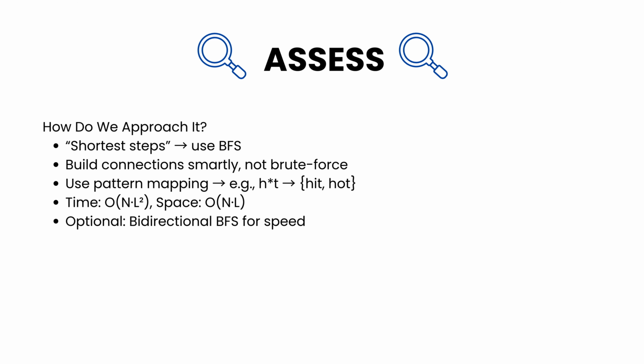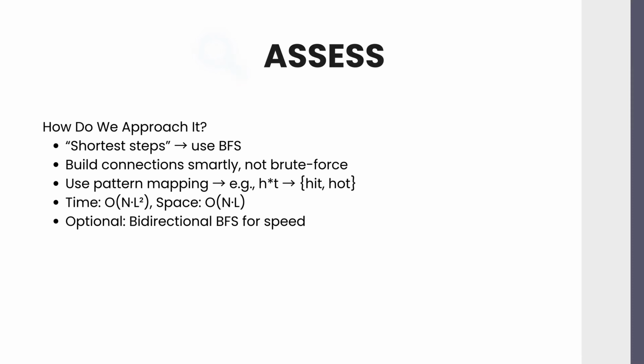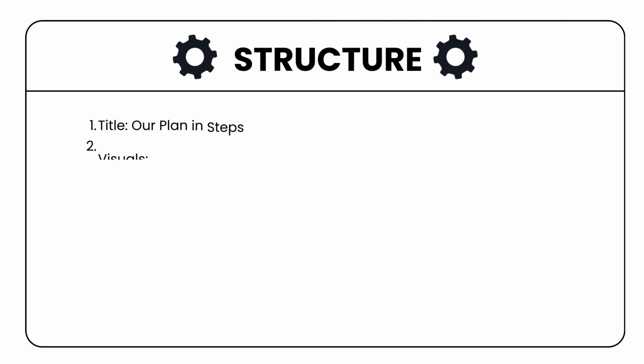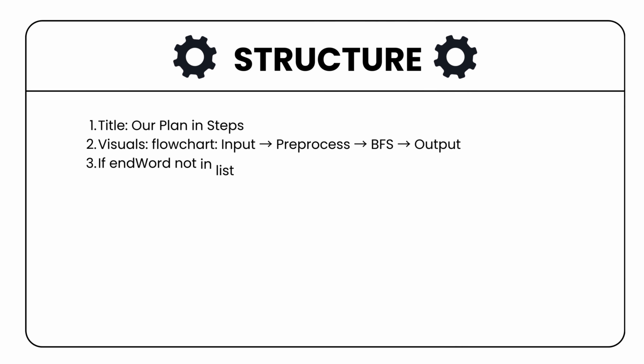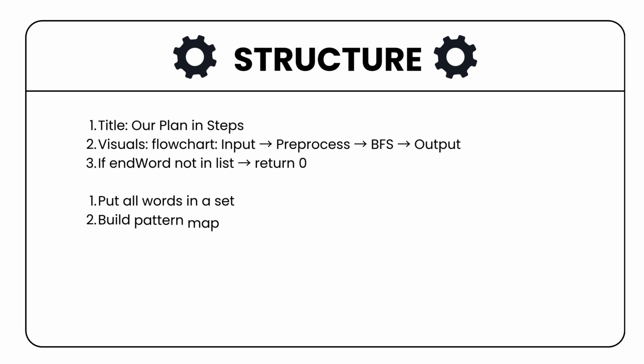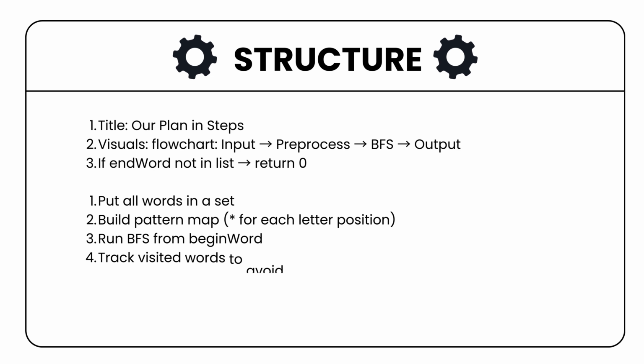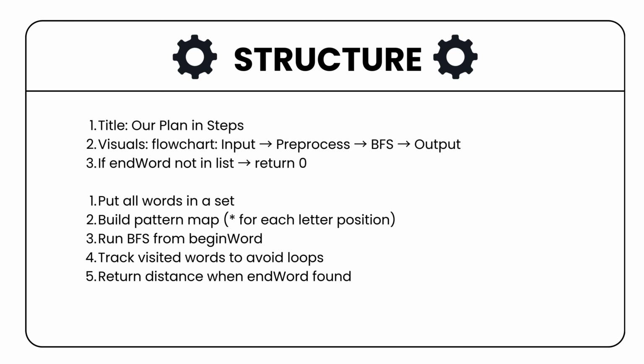If end word is not in the list, return 0. Put all words into a set. Ensure begin word is included for pattern generation. Build patterns as a dict of str to list of str, by replacing each position with a star. Standard BFS, where the queue holds word and distance. For each popped word, iterate its patterns and neighbors, enqueue unvisited neighbors at distance plus 1. Mark visited as soon as it's enqueued.